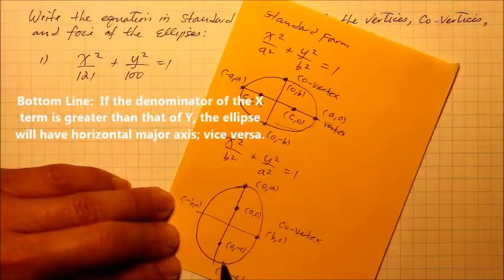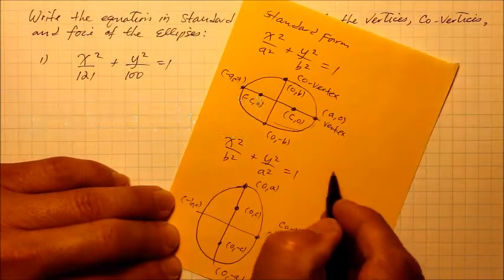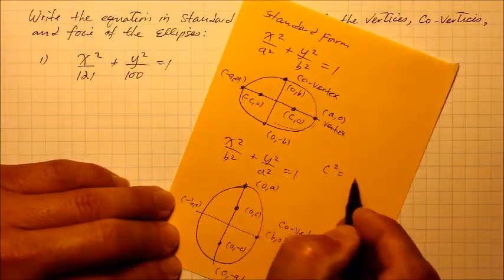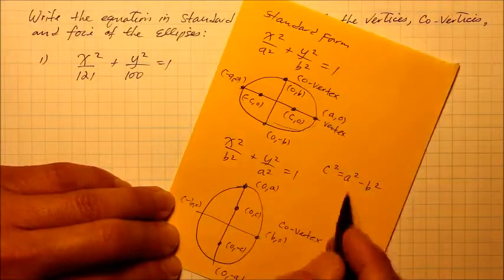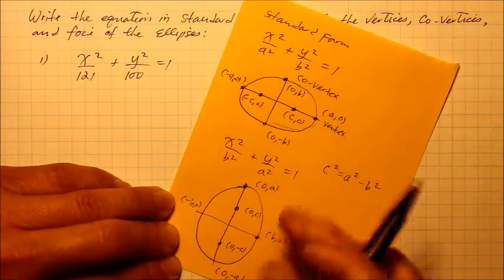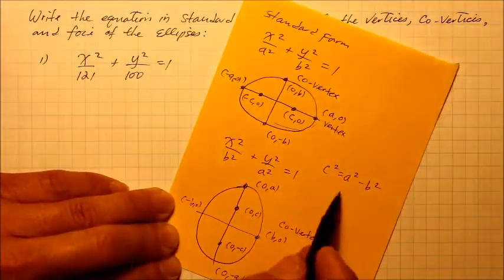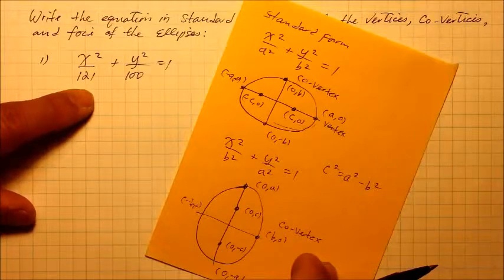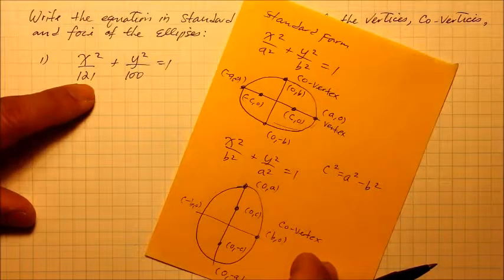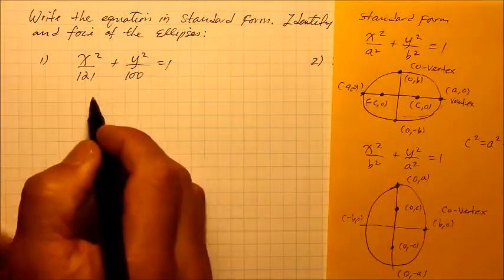Okay? And how do you find the focus? The formula is c squared is equal to a squared minus b squared. The a is always the bigger value, the major axis. So we're going to use this to determine the vertex, the co-vertex, and the focus of an ellipse. So let's keep that over here and try number 1.